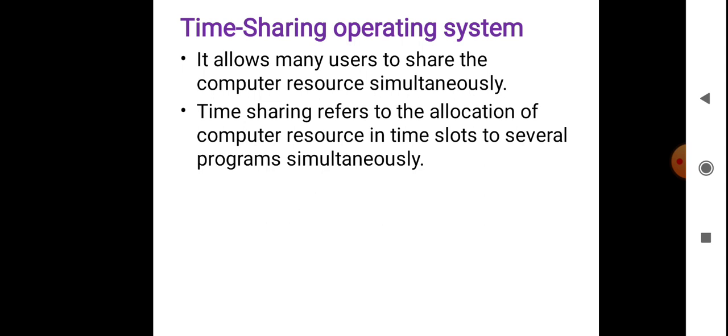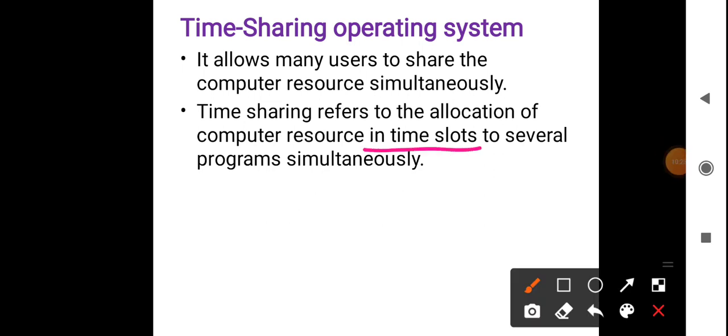So next one is time sharing operating system. What does it mean? Here the resources we allocate to all the processes are based on time. Based on the time, the programs are run at intervals for a particular duration. It allows many users to share the computer resources simultaneously. That means two or more computers can share the resources at a time, but the resources are divided based on time slots.